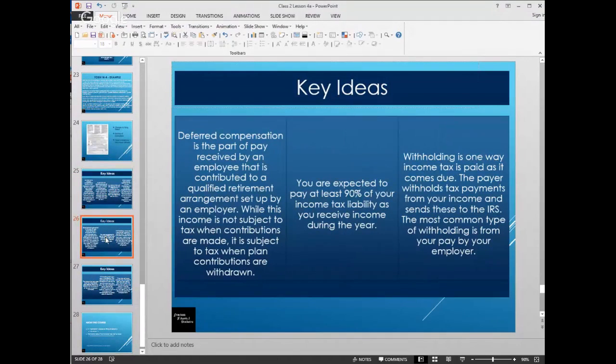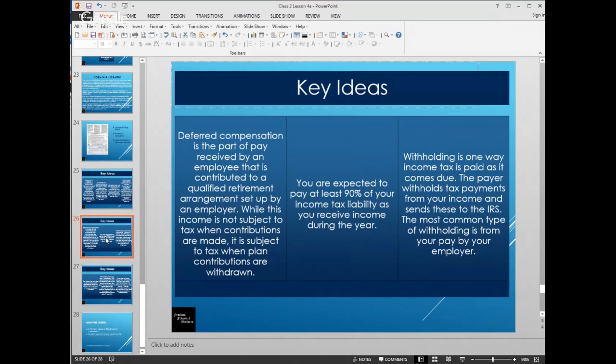Deferred compensation would be the part of the pay that's received by an employee that would be contributed to qualified retirement. So this is where you made $30,000, you put $2,000 towards your retirement, and you're only going to see $28,000 in box 1. The other $2,000 will be noted in box 12, usually with D as the letter or the code, indicating that it is money that went into a qualified contribution account.